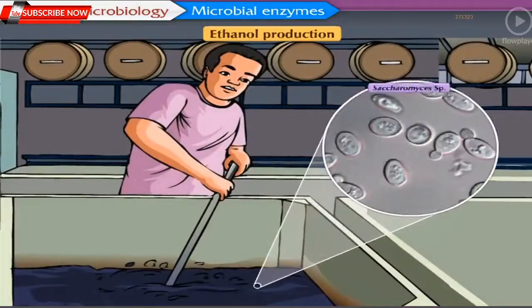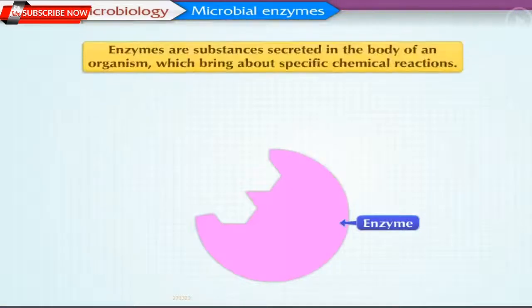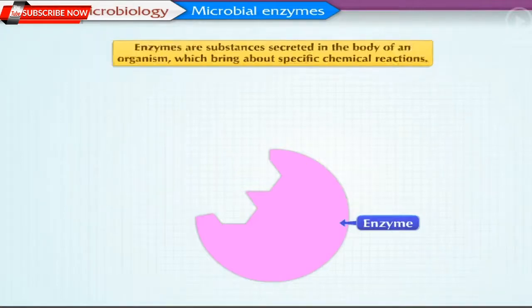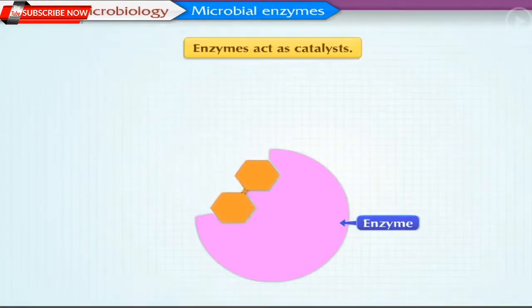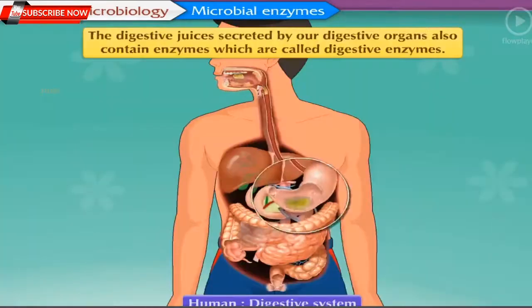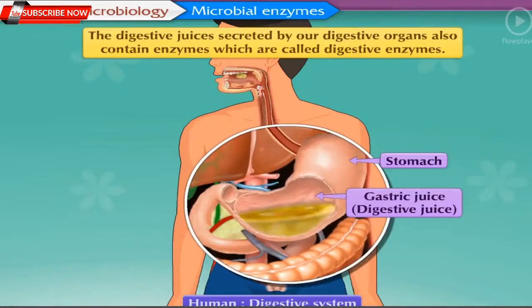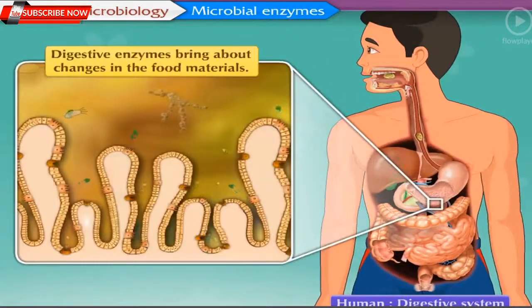Before we actually start with the topic of microbial enzymes, first, let us quickly revise the points that we have already studied about enzymes in the previous grades. Enzymes are substances secreted in the body of an organism which bring about specific chemical reactions. They act as catalysts. The digestive juices secreted by our digestive organs also contain enzymes which are called digestive enzymes. Digestive enzymes of the digestive system bring about changes in the food materials.